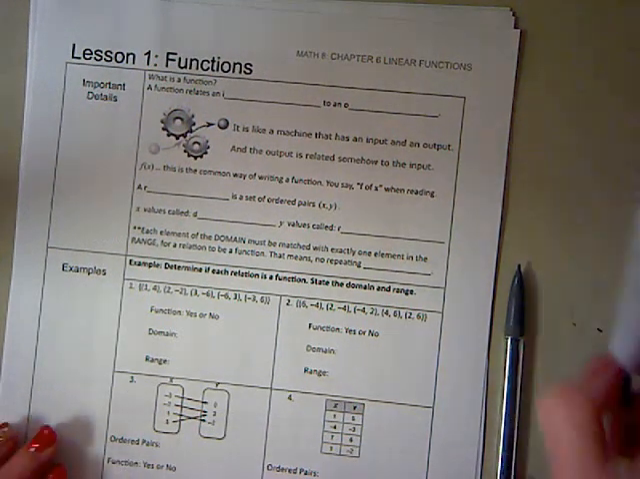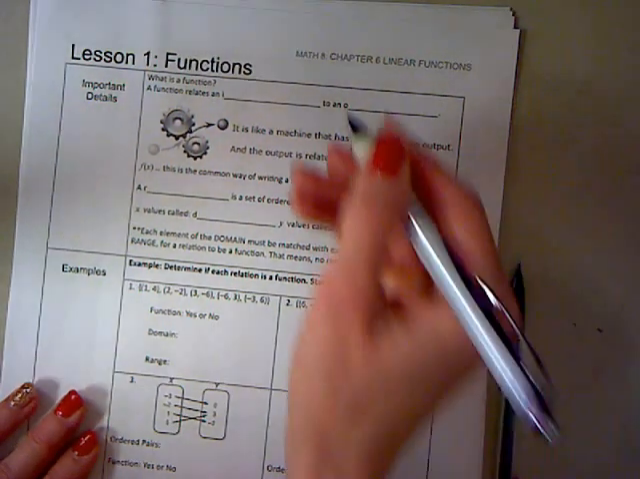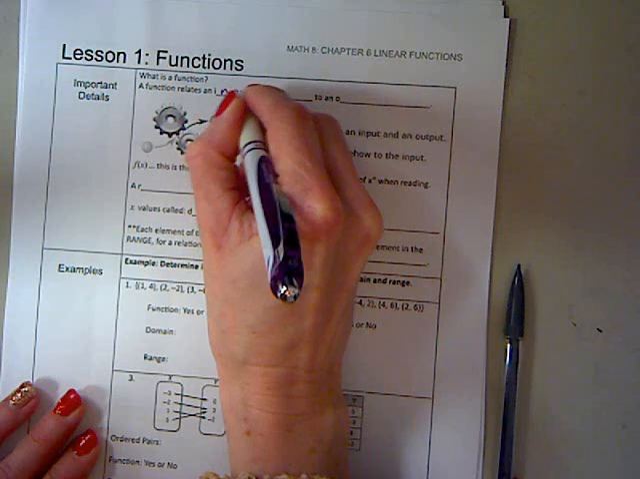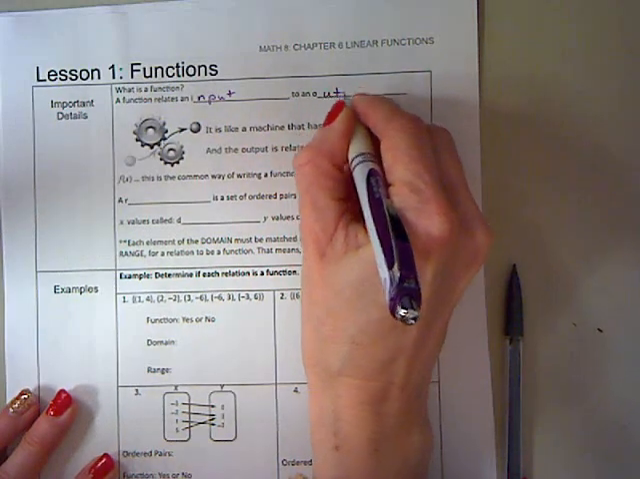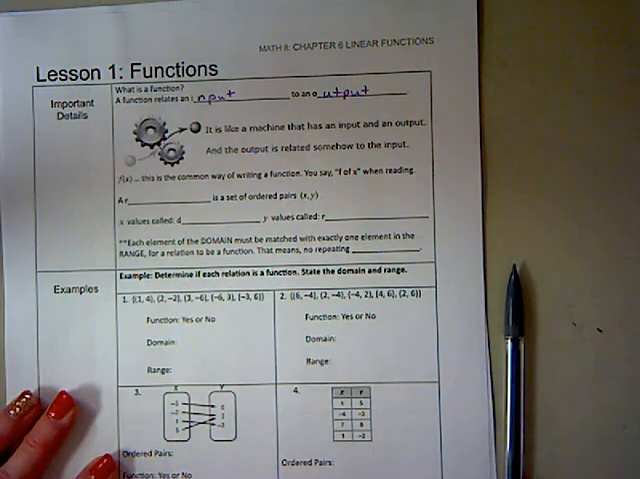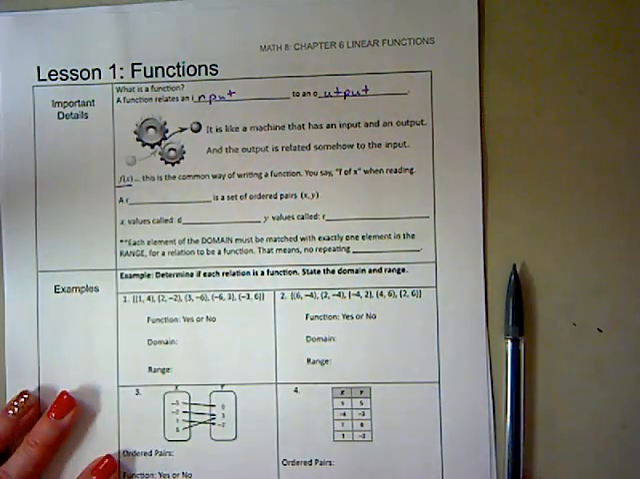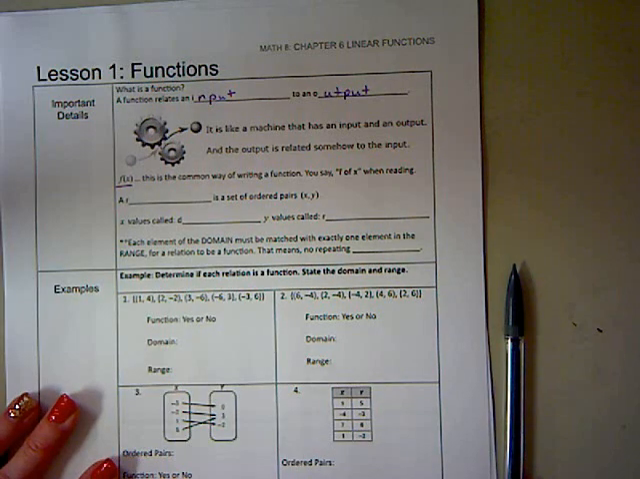So, what is a function? A function relates an input to an output. It is like a machine that has an input and an output, and the output is related somehow to the input. f(x) is the common way of writing a function. It's the same thing as a y.